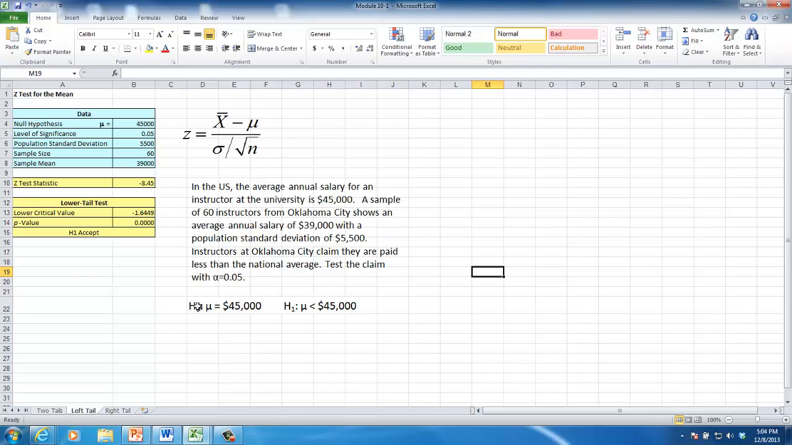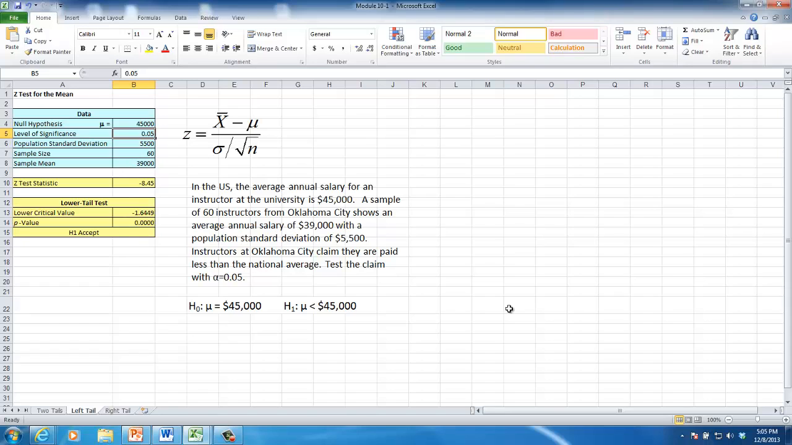So once we decide on the hypothesis, then we can figure out which formula we're going to use. So we're going to use the left tail because our hypothesis is left tail. So let's enter our data. $45,000 for the population mean. Level of significance is 5%, 5% right here. Population standard deviation is 5,500. Sample size is 60 and sample mean is $39,000.